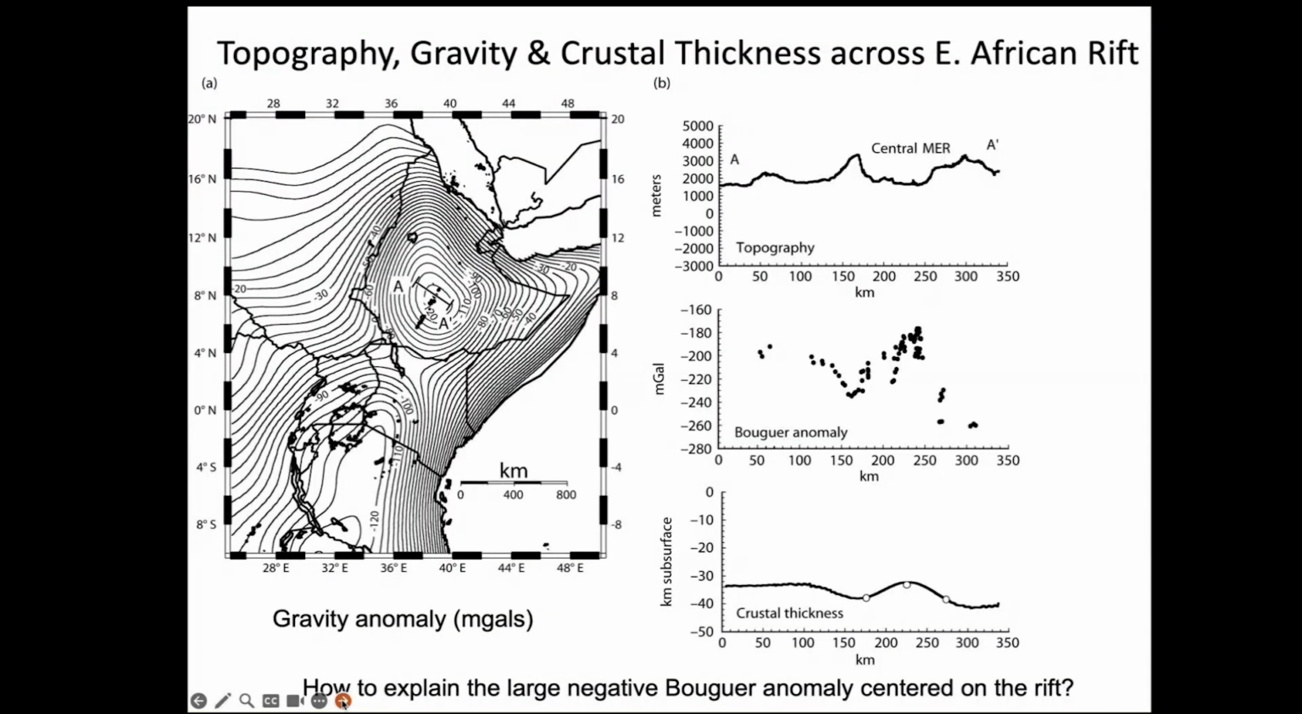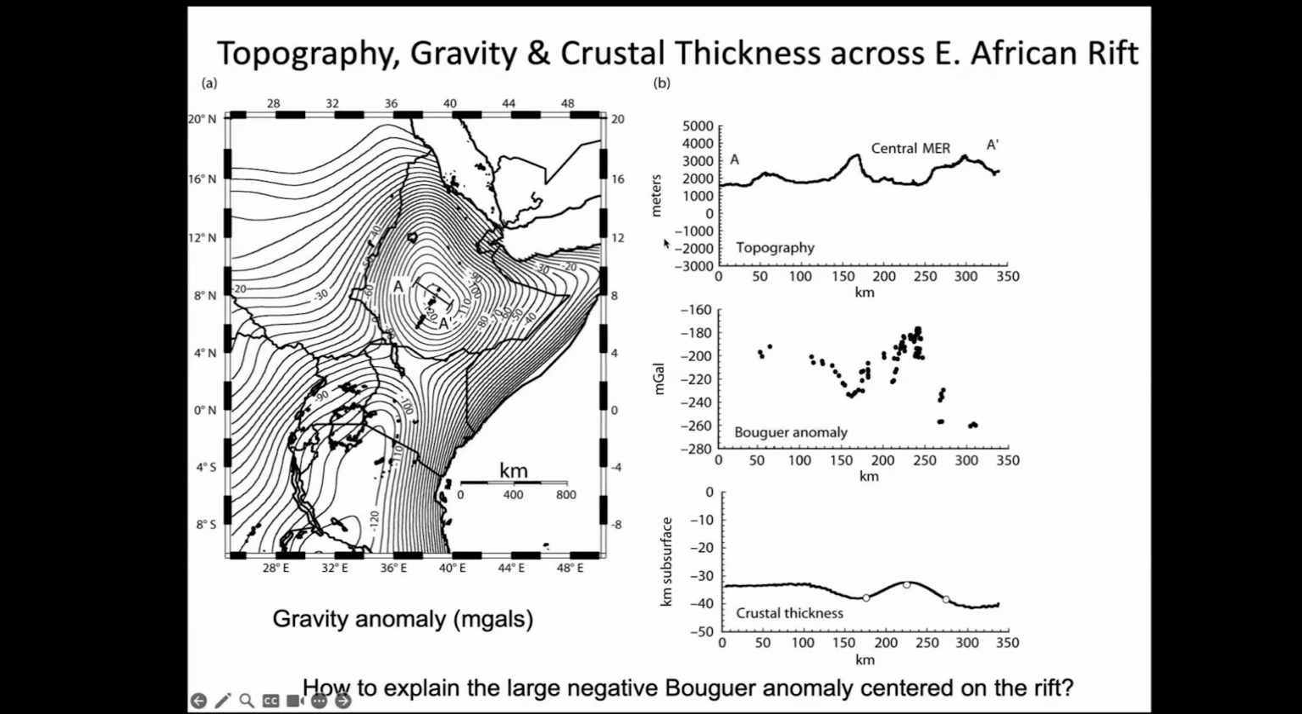Now, this is topography, gravity, and crustal thicknesses across the East African Rift. So let's look at crustal thicknesses. Right, so here's the central mid-Ethiopian Rift right there. And what we see is, that's a topographic low, as we'd expect. And we can see that the crustal thickness is just a little bit lower than normal underneath it, as we expect.